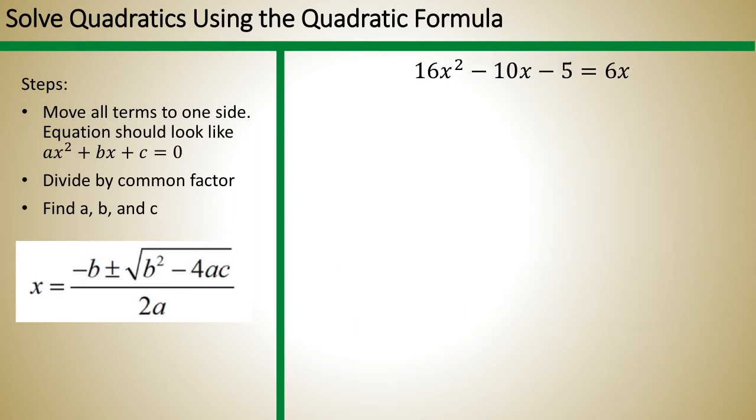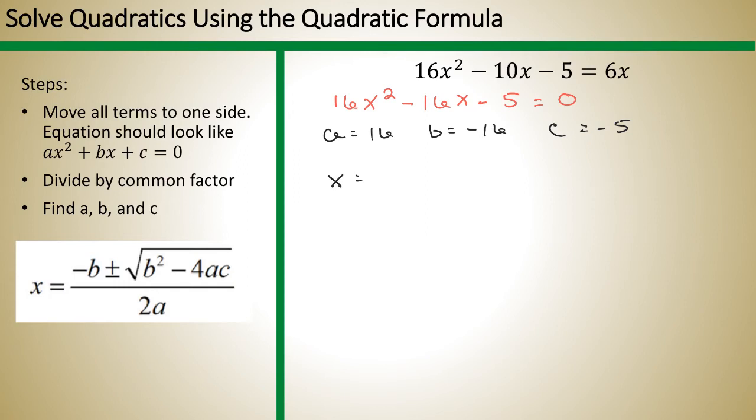So again, we need to get 0 on the right side. So we're going to subtract 6x from both sides. This time we're going to have 16x squared minus 16x minus 5 is equal to 0. So my a this time is 16, b is negative 16, and c is negative 5.